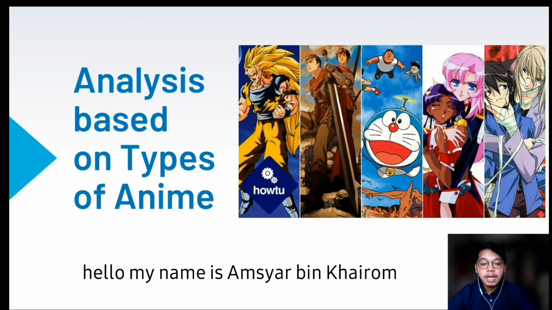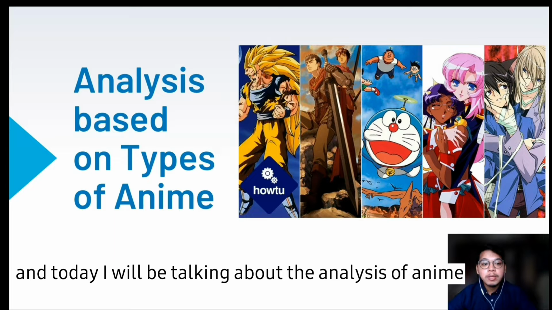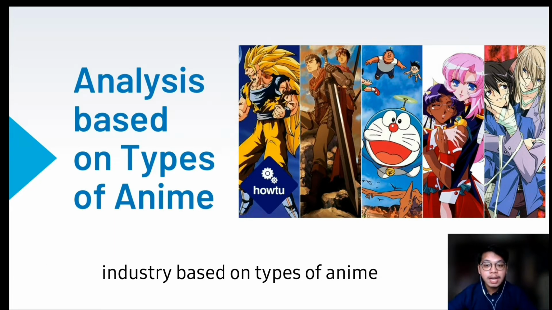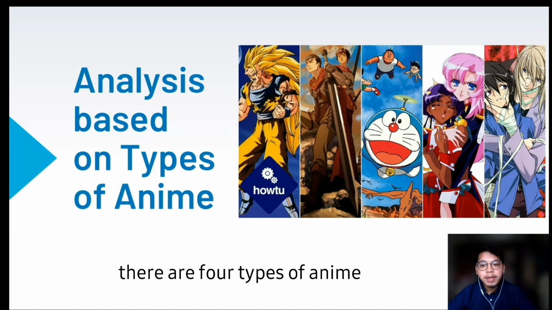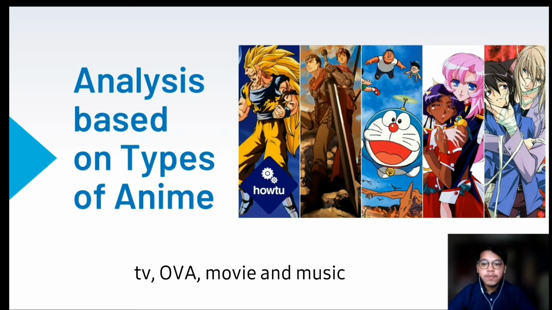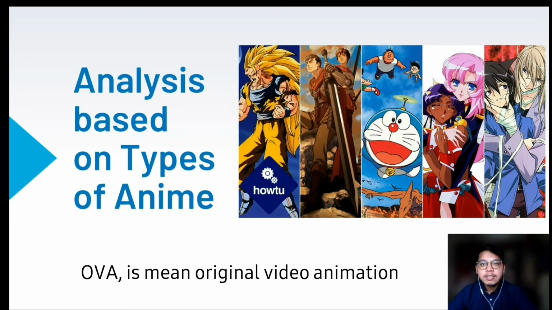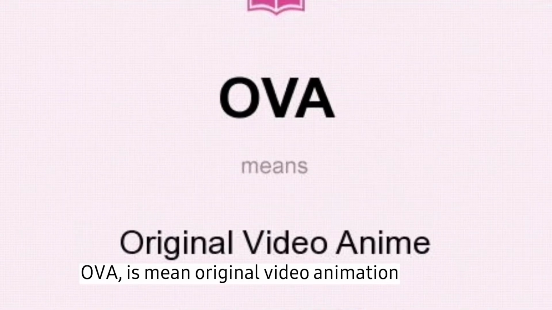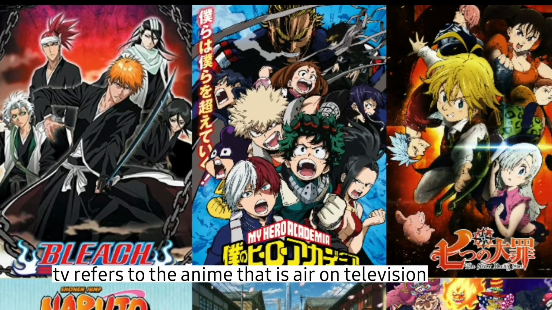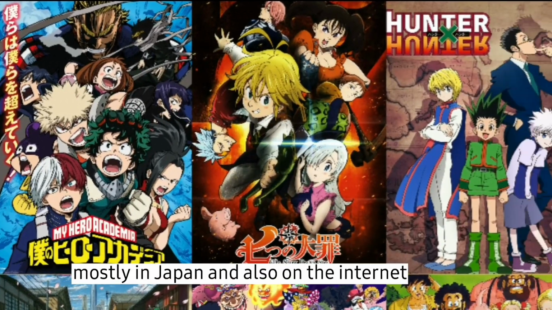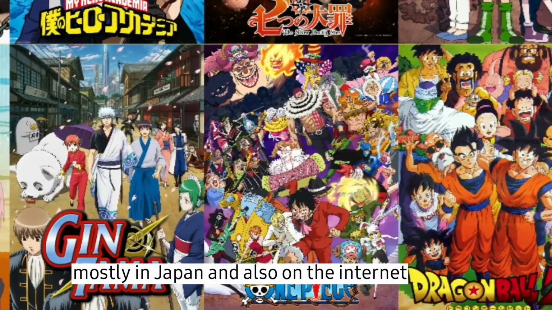Hello, my name is Amsha bin Khairul, and today I will be talking about the analysis of the anime industry based on types of anime. In the clean dataset, there are 4 types of anime: TV, OVA, movie, and music. OVA is original video animation. TV refers to the anime that is aired on television, mostly in Japan, and also on the internet.